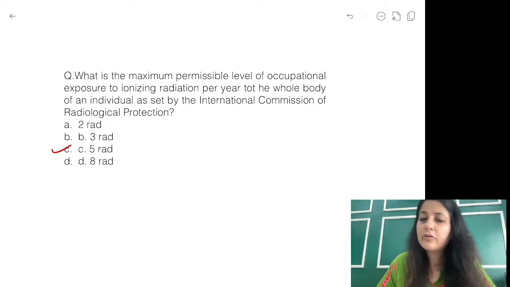What is the thickness of the lead apron, guys? Thickness of the lead apron.